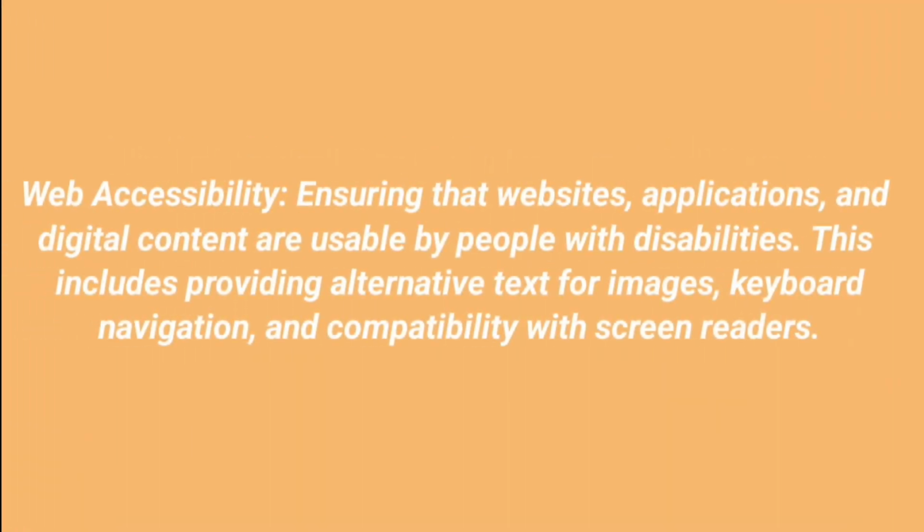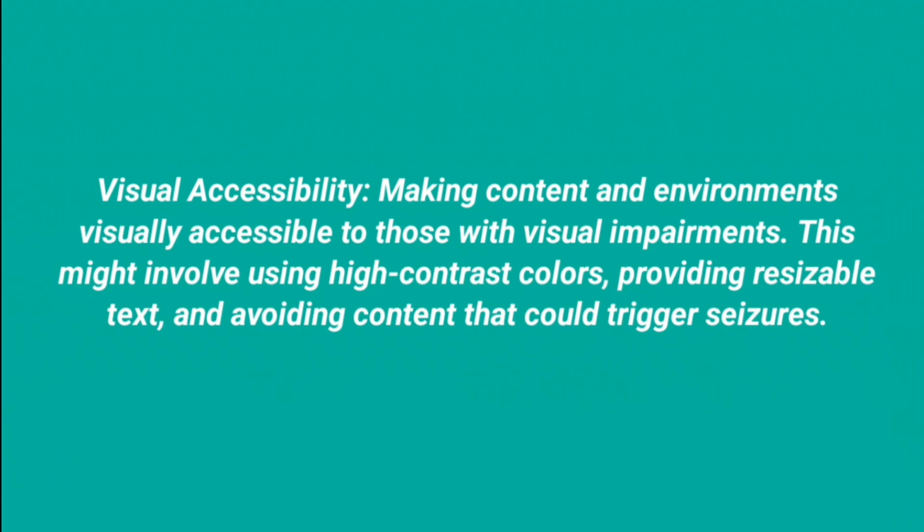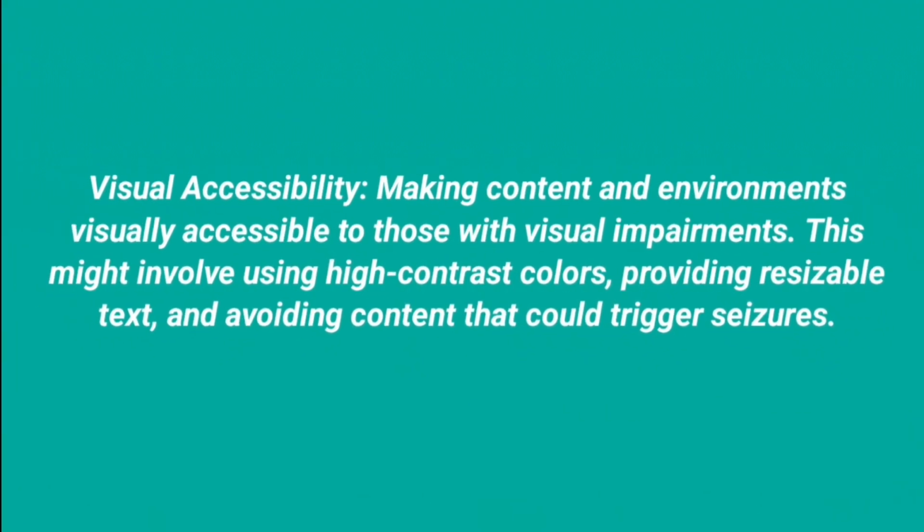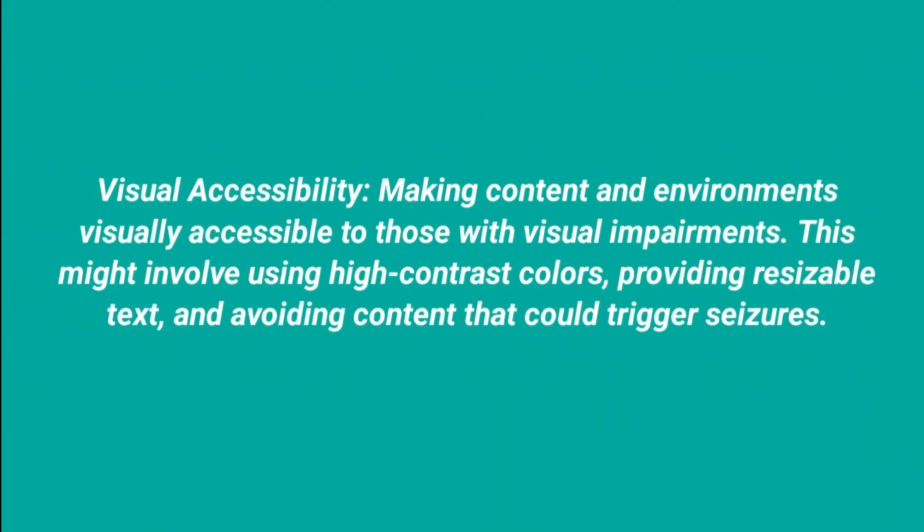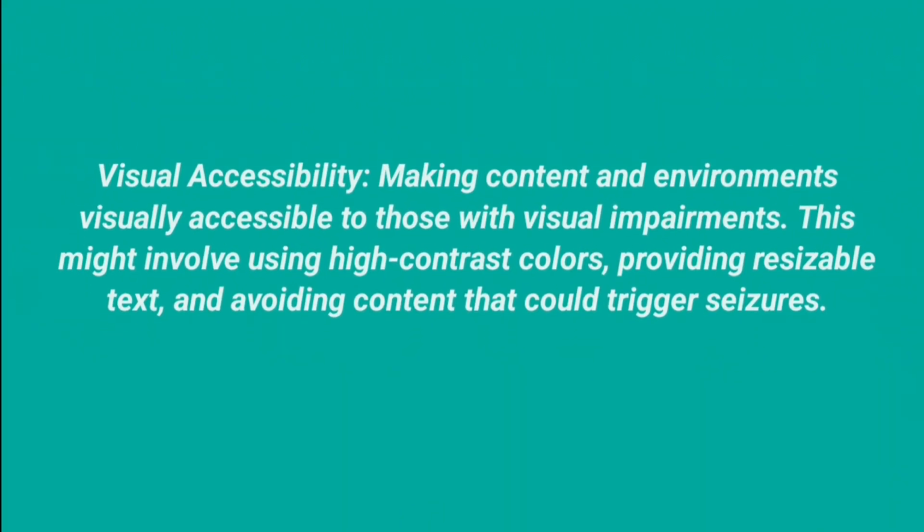Web accessibility, ensuring that websites, applications, and digital content are usable by people with disabilities. This includes providing alternative text for images, keyboard navigation, and compatibility with screen readers. Visual accessibility, making content and environments visually accessible to those with visual impairments. This might involve using high contrast colors, providing resizable text, and avoiding content that could trigger seizures.